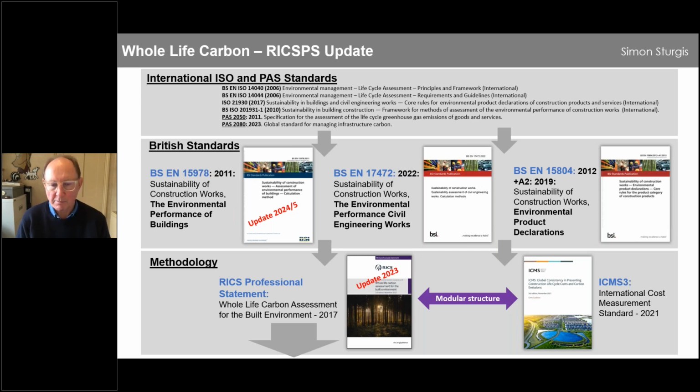And then, of course, linking to both of those, we've got BS EN 15804, which is to do with environmental product declarations and how products are dealt with. So then we come down to the methodology, and I've shown there we've got the RICS professional statement update, and it's feeding in on the right there. You've got ICMS 3, so the modular structure is common to both, and will form the basic cost and carbon reporting structure. Next slide, please.